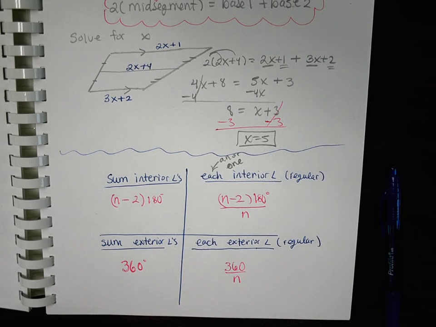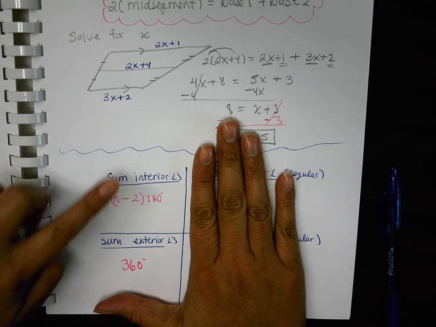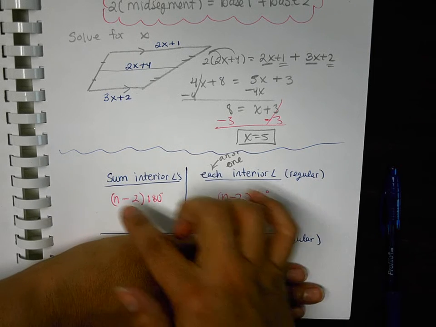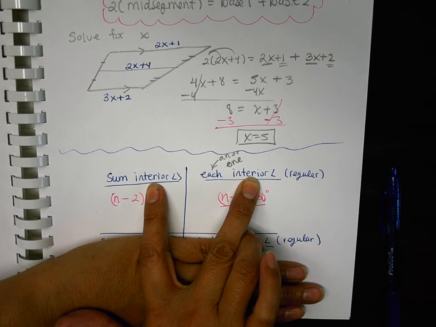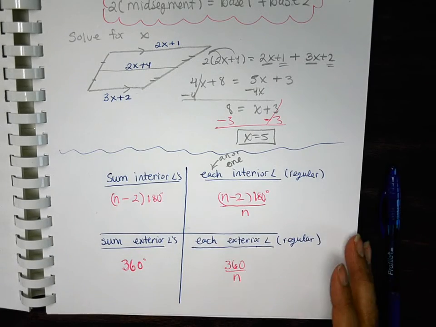Yes. All right. What do these two have in common? They both deal with sum. These deal with each. These have in common n minus 2, the interior. These two have in common exterior. All right. Any questions? Yes, leave it up.